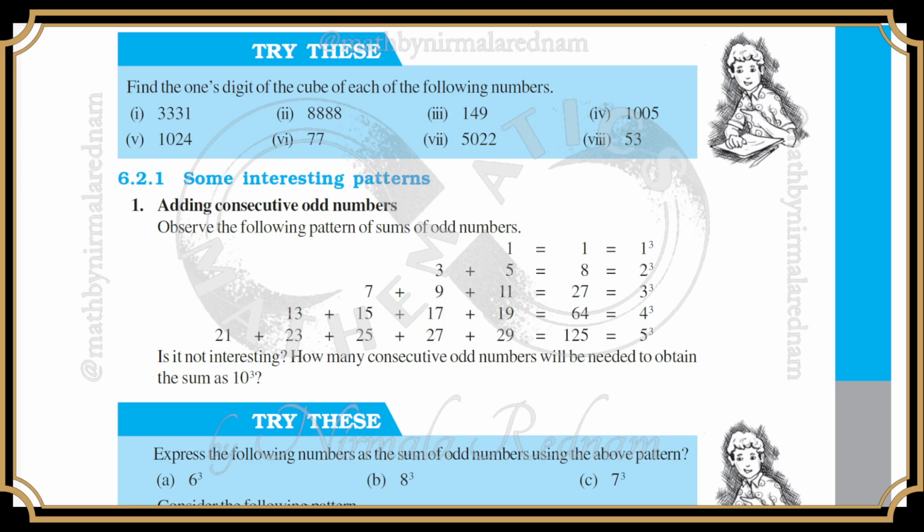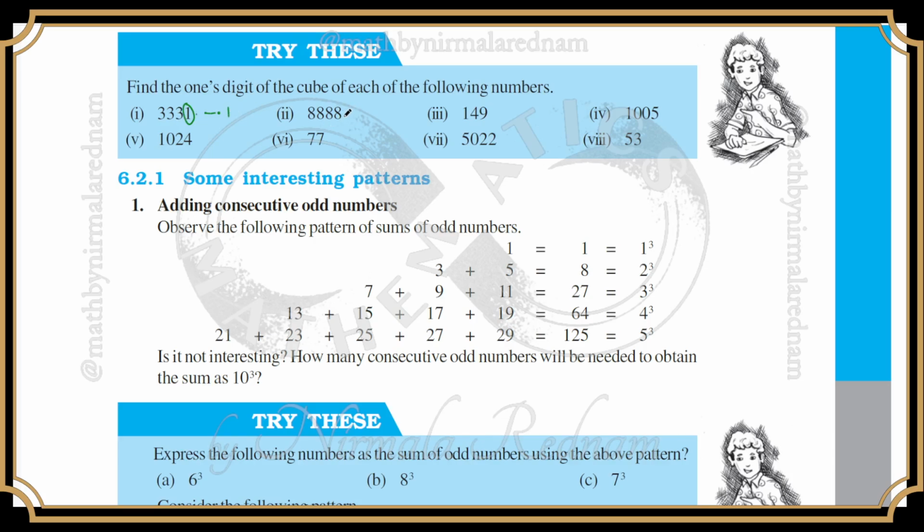Let's start with the try these section. The first try these section asks us to find the ones digit of the cube of each of the following numbers. Now, I've already told you whenever we are interested in the cube of a given number, all we need to look at is the ones digit over here. Because 1 cube is 1, the cube of this entire 4-digit number is going to be 1.